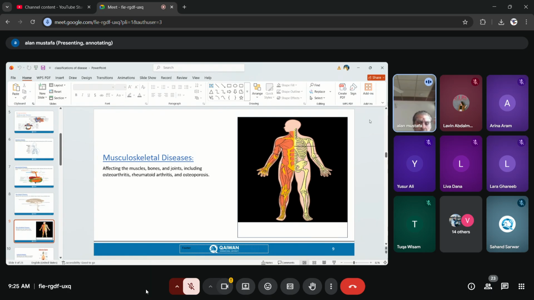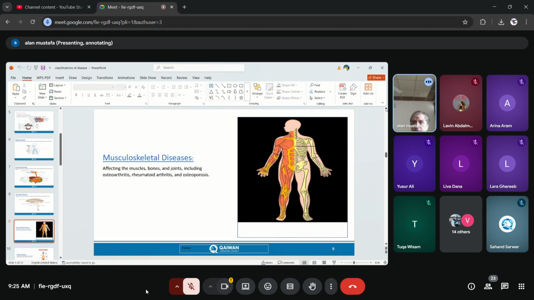And then another system is the musculoskeletal system. So we have diseases here. This is all classification of diseases. When we say musculoskeletal system, we are talking about the muscles, the bones, the joints. One very common condition is osteoarthritis. Another example is rheumatoid arthritis. A very common disease is osteoporosis.